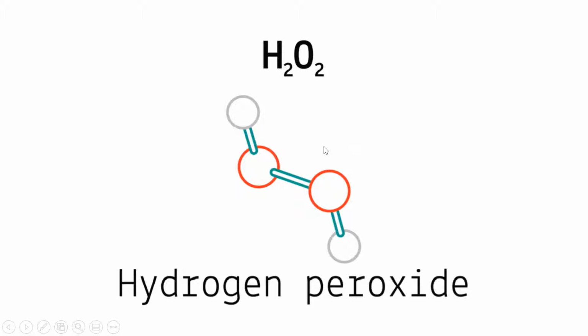The two red circles represent an atom of the element oxygen. The gray circles represent atoms of the element hydrogen. The green lines connecting the circles show that these atoms are chemically bonded together.